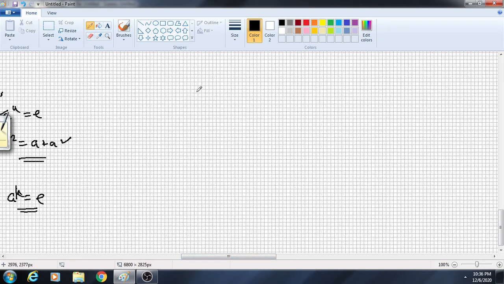First of all, we established that there are positive integers with the property that a raised to n is equal to e. We are considering a cyclic group which is generated by a and which is finite. So how did we establish that?